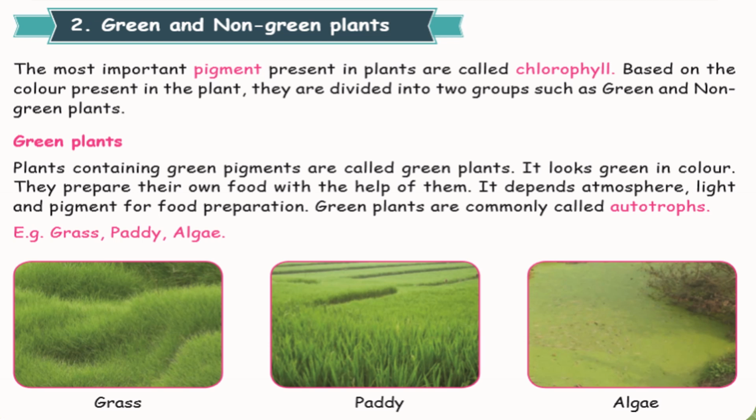They prepare their own food with the help of the pigment. They depend on the atmosphere, light, and pigment for food preparation. Green plants are commonly called autotrophs. Examples are grass, paddy, and algae.